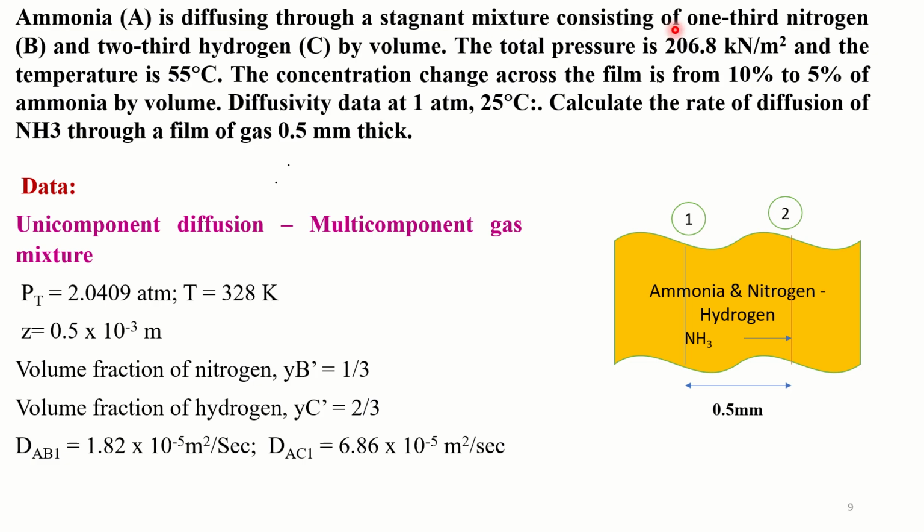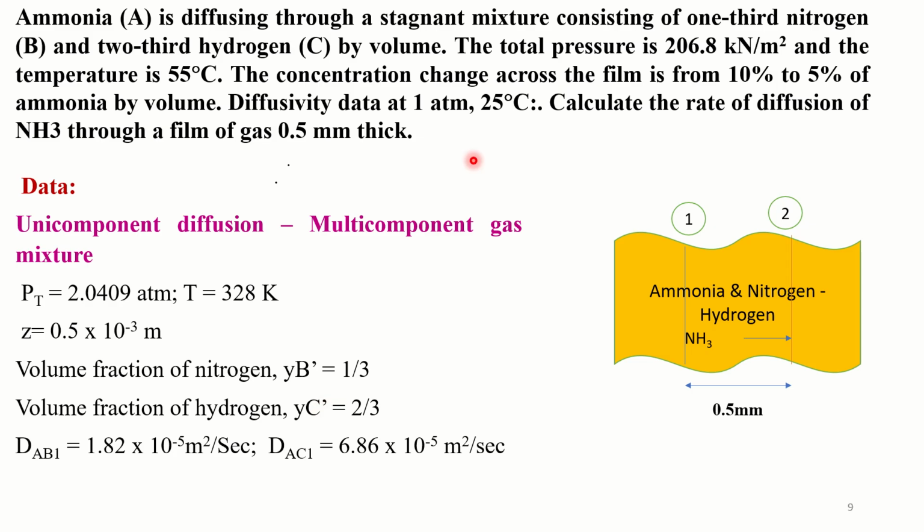That means 1/3 is the volume fraction of nitrogen, and 2/3 is the volume fraction of hydrogen. So you have YB dash, the mole fraction of component B excluding component A, and YC dash is the mole fraction of component C excluding component A.